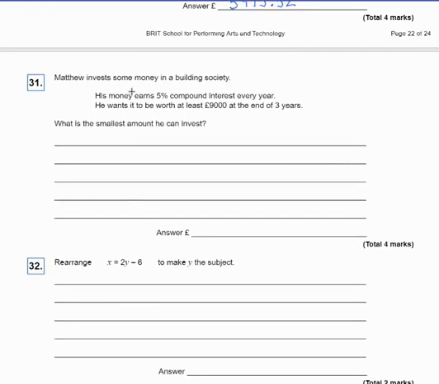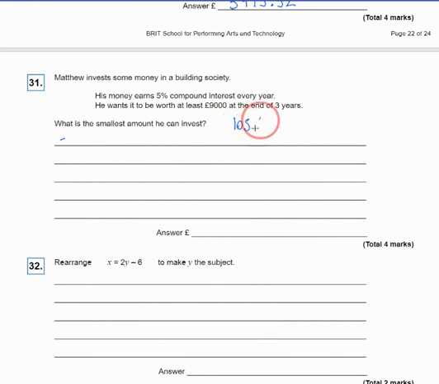It says Matthew invests some money in a building society. His money earns 5% interest every year. Now, wow. So he wants it to be worth at least £9,000 at the end of 3 years. What is the smallest amount he can invest? Oh, this is an interesting question. So we're increasing by 5%. So that means we are working out 105% of some amount.